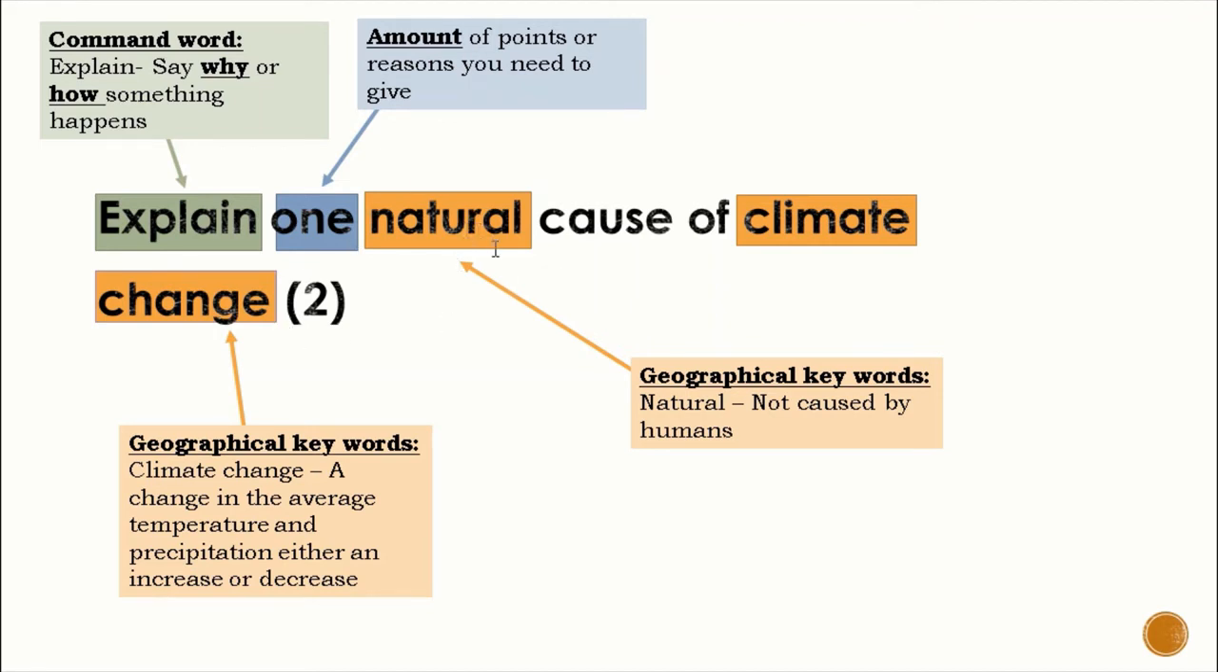Okay, and then we look at our keywords in the question. So first one is natural. So you're looking for your natural causes, and natural is something that is not caused by humans. Okay, and then the final keyword that we have in this question is climate change. So this is the change in the average temperature or precipitation. This can either increase or decrease over time.